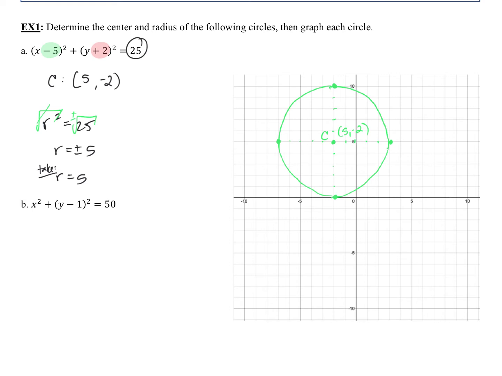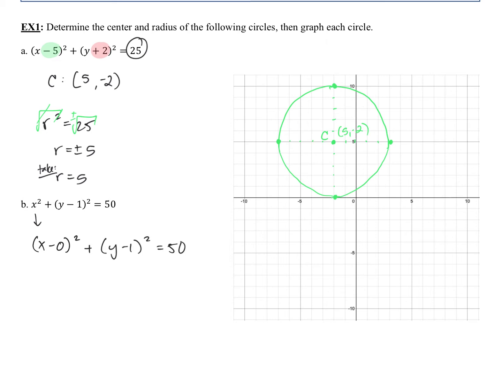You know what's weird? There is nothing next to the x squared. There's no number. But I can be sneaky, like you have to be sometimes in math. I'm going to rewrite the x squared as x minus 0 squared, right? Because that hasn't changed my problem. I just put 0 into the equation. That doesn't change it at all. And then I'll just rewrite the rest of it.